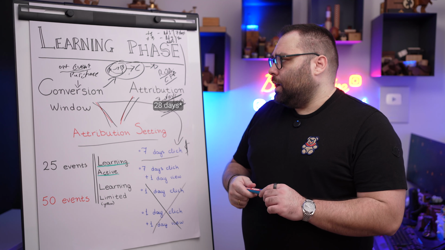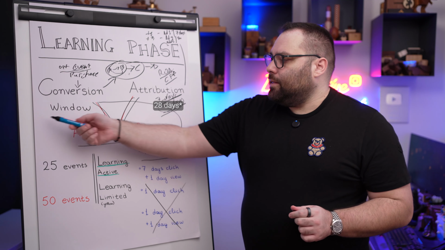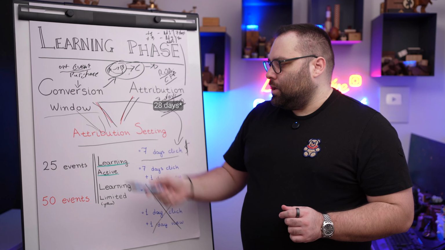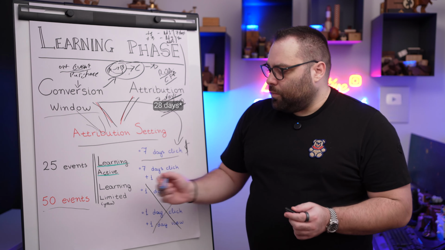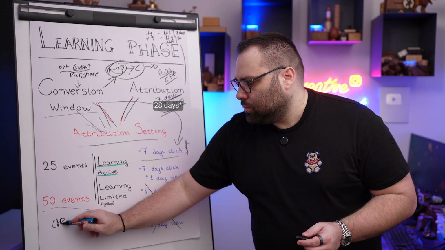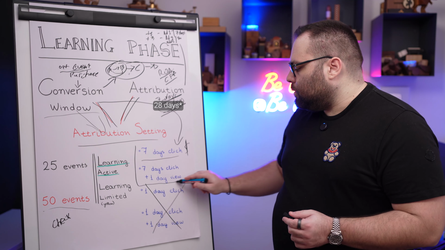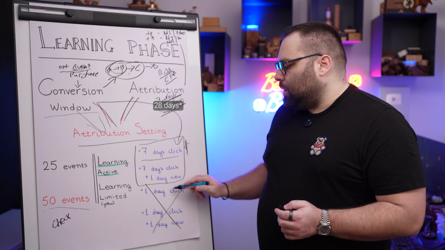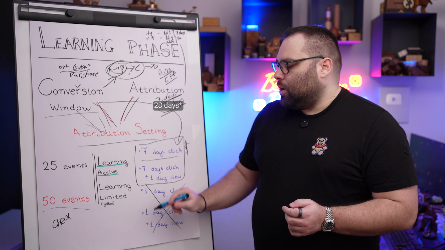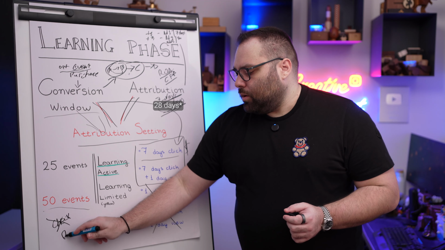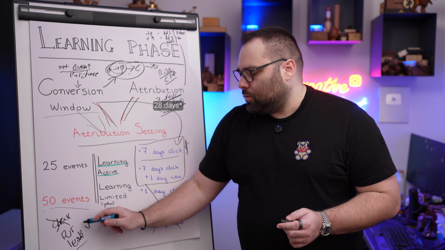Let's talk a little bit about the learning phase. What is the learning phase? The learning phase says that in this conversion window, which is now this, you need to have 50 events of the event that you optimize for. So if you're optimizing for checkout, you need 50 events of that within what you're using here, which of course is 7 days click, 1 day view. If you're using 1 day click, it means you need 50 events for the 1 day click. Of course, we're not going to use checkout. We're going to talk only about purchases or leads. Nothing else, only these two are okay.